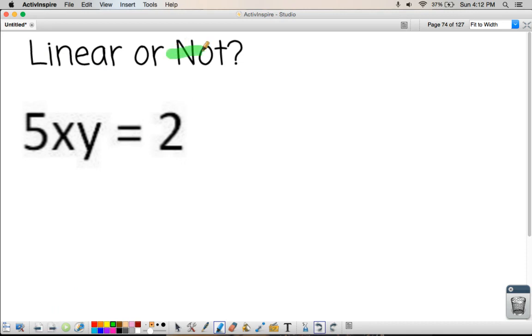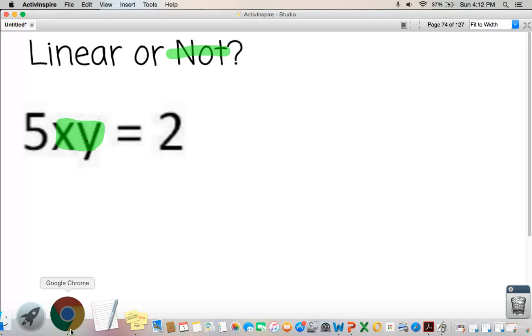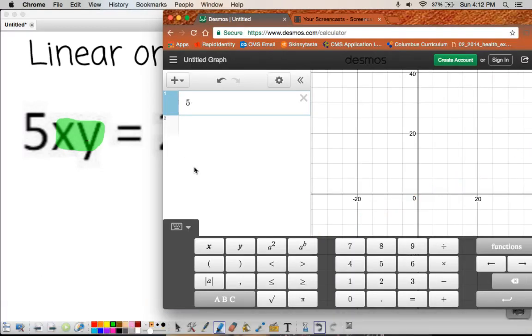This one is not linear because you can't have x times y. You can't have one variable times another variable. So if we look at that, if you have 5xy equals 2, again, that gives us kind of 2 corners. So it's not linear.